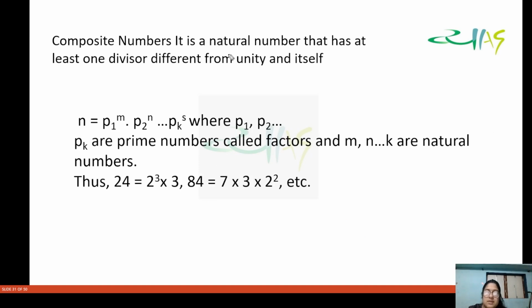Now, what is a composite number? It's a natural number that has at least one divisor different from unity and itself. Okay, as I already said, a composite number is composed of some numbers.